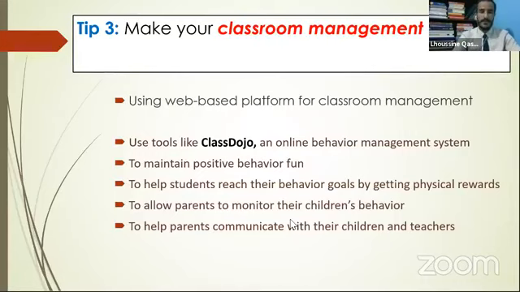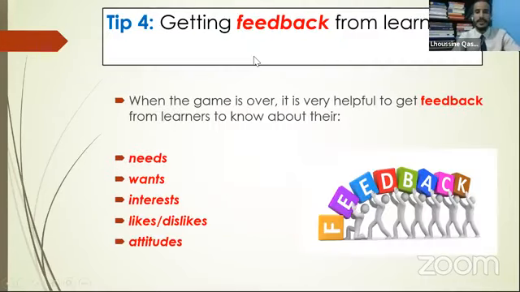All right, next. So tip number four. Tip number four is getting feedback from learners. Now, when we talk about the job market, the king of the job market or the queen is the customer. When we talk about education, the queen and the king is the learner. So as teachers, if we want to improve our teaching styles, we have to get some feedback from learners.